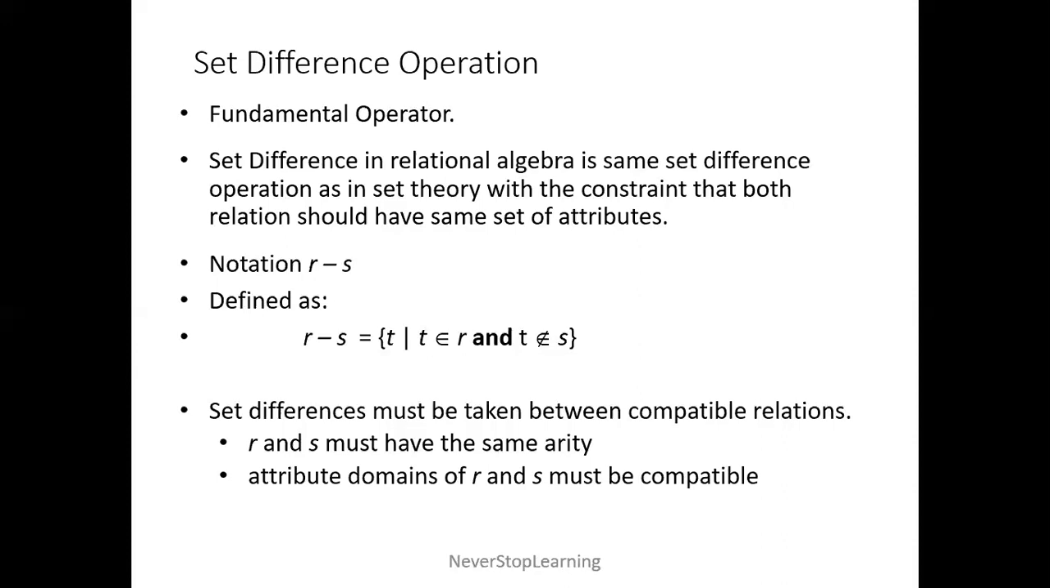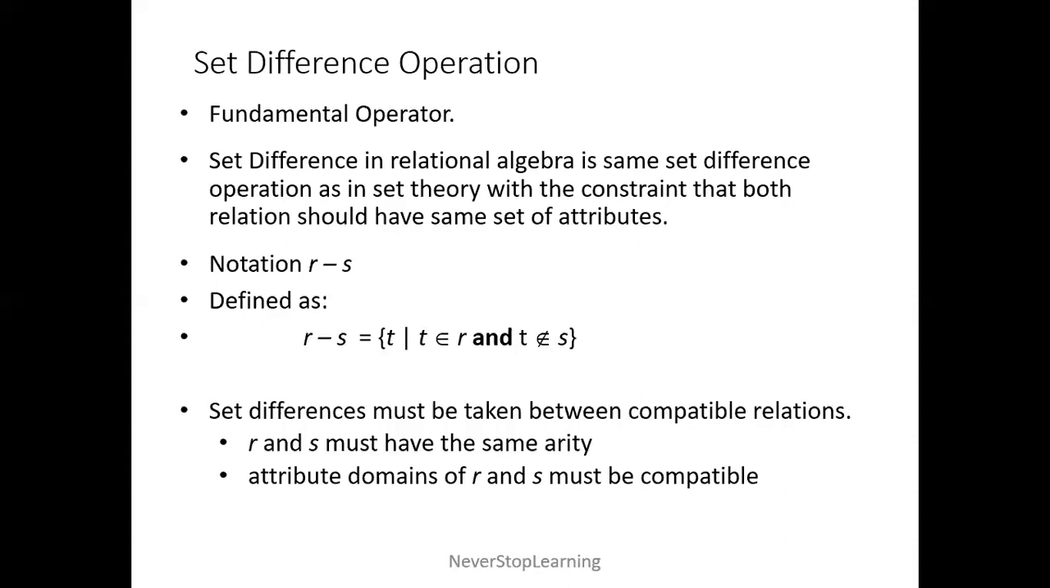It is defined as: at any instance, in a relation R, set difference S is given by, it returns a tuple t, where tuple t belongs to relation R and tuple t does not belong to relation S. Fine. So set difference must be taken between compatible relations. As I told you, union compatibility is a must. R and S, which are two relations, or let's say two tables, must have the same arity.